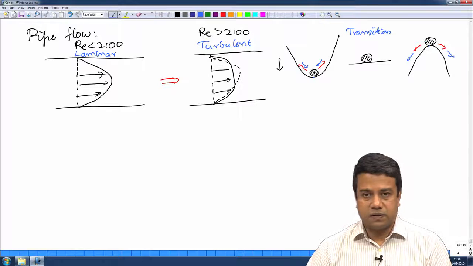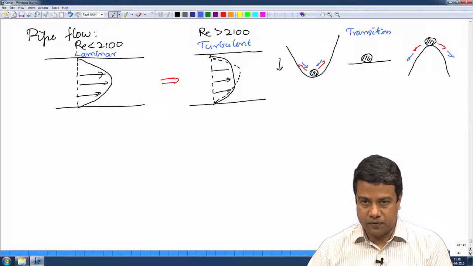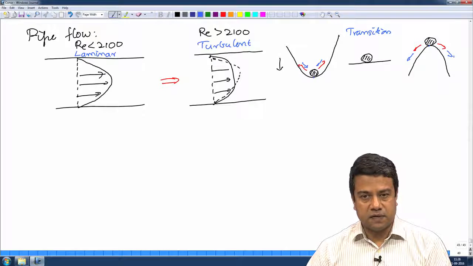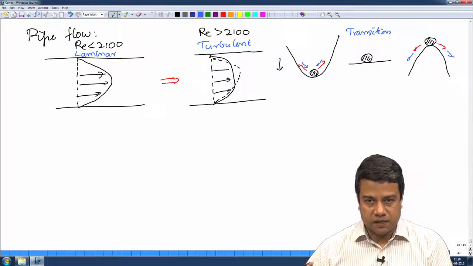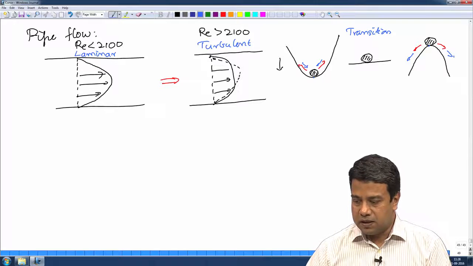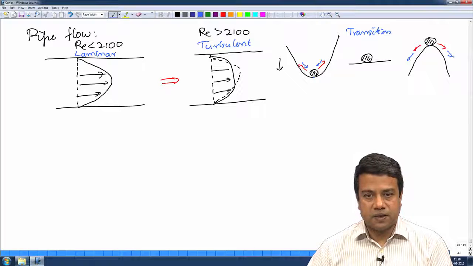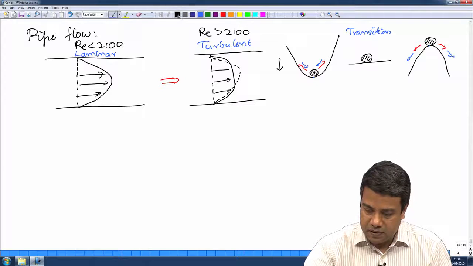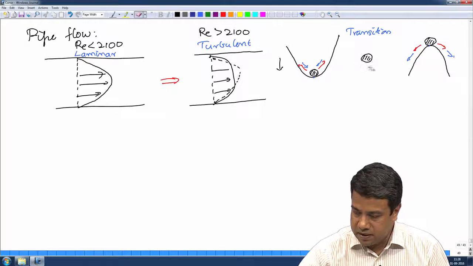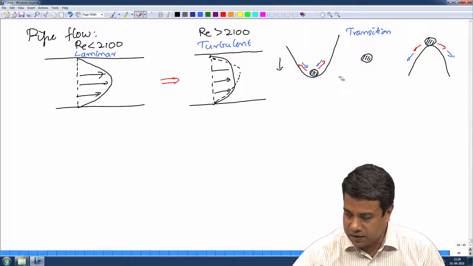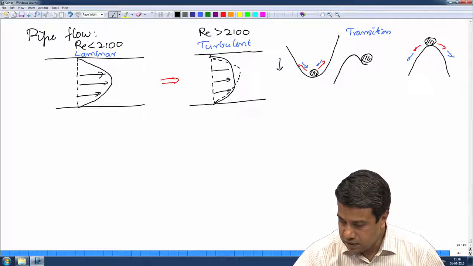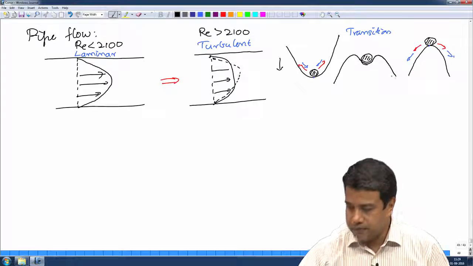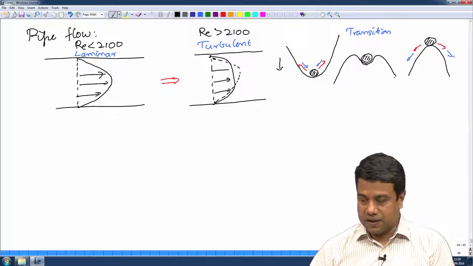This picture, I should warn you, does not apply for the laminar to turbulent transition in a pipe flow. It applies for other kinds of stability problems. You often see this kind of a picture drawn. It turns out that for the laminar to turbulent transition, the landscape is actually much more complicated. What it actually looks like is something like this.